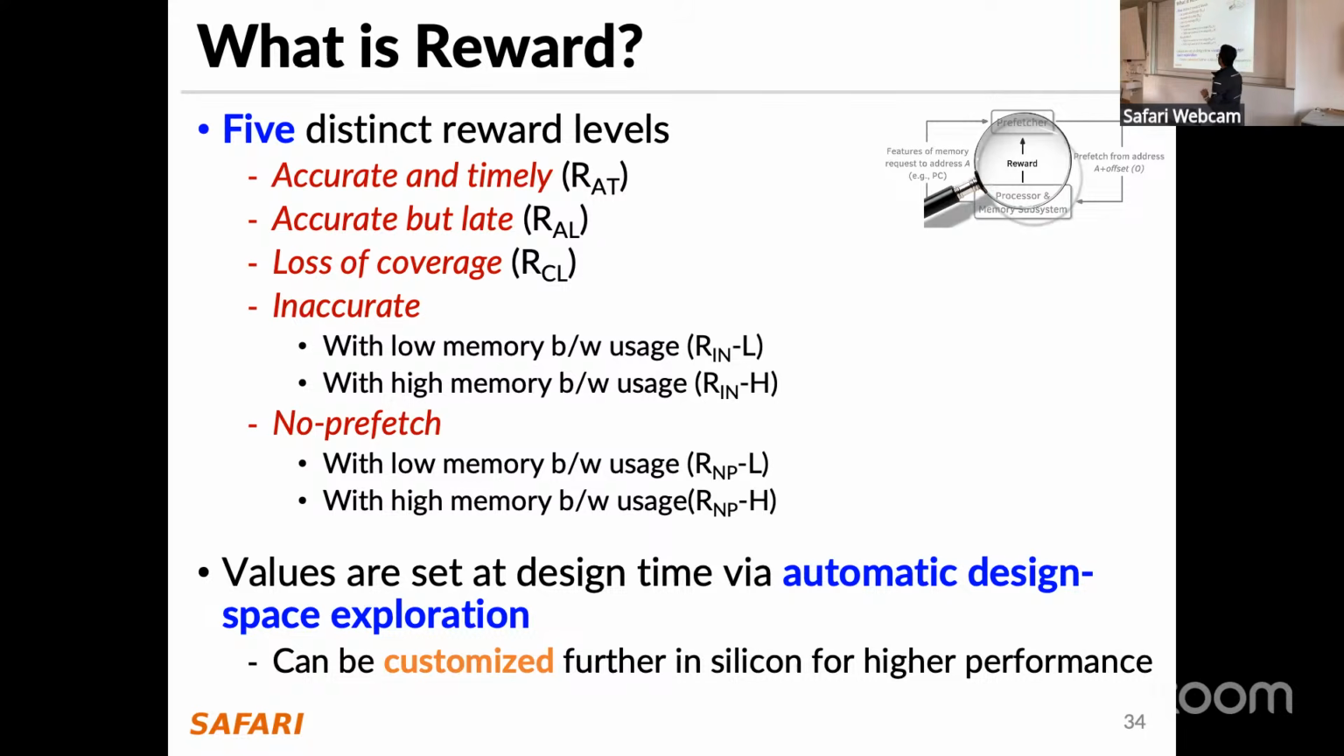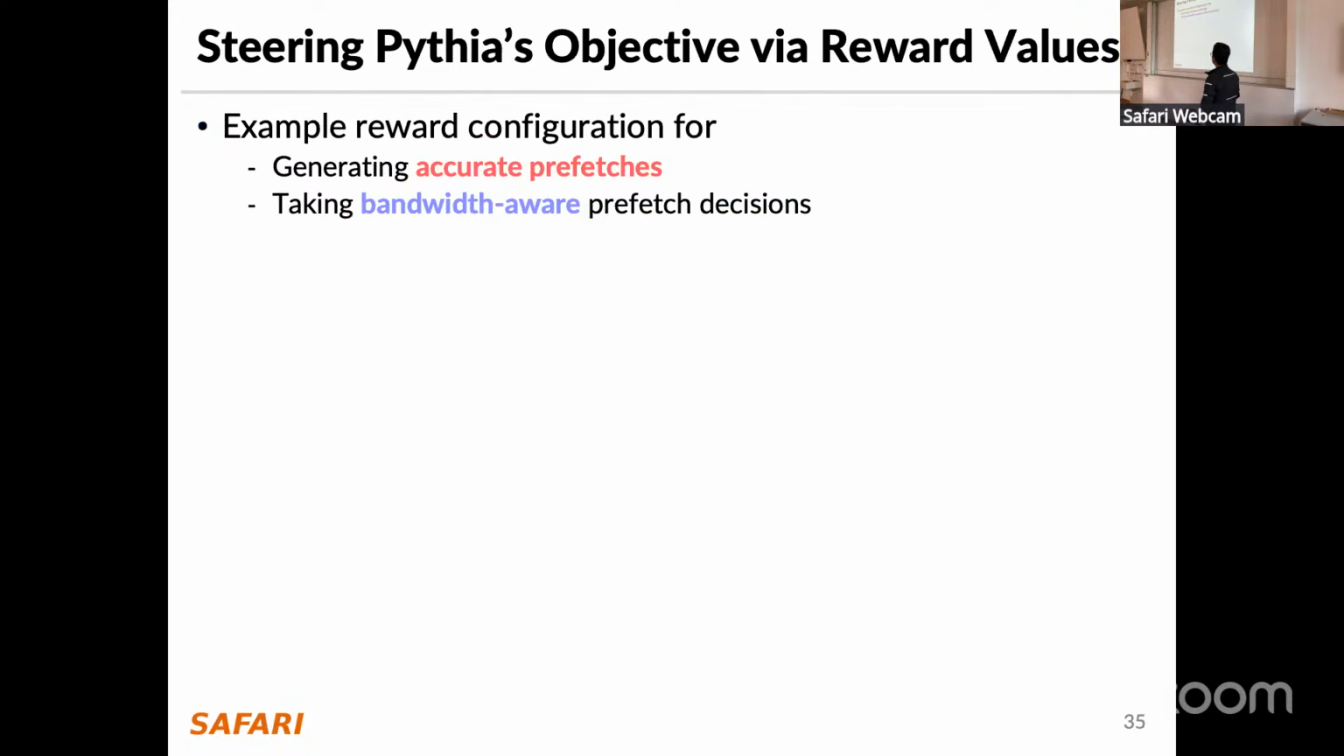The rationale here is the following. If you know that your bandwidth consumption is high, then it might be good to do nothing as compared to doing something inaccurate. But on the other hand, if your bandwidth consumption is low, then you might actually trade off some inaccurate prefetches as compared to doing nothing. That's the whole idea. All of these values are static values that we have set at design time, but you can also customize them in silicon, provide a different number to customize the prefetcher from the get-go.